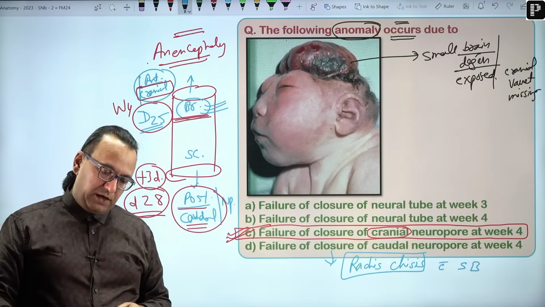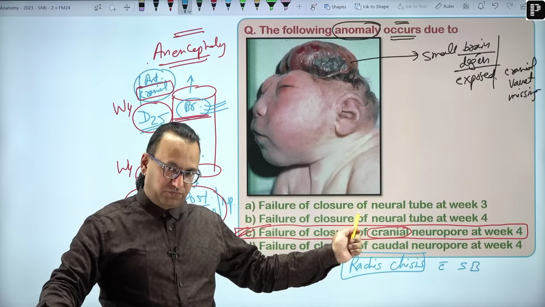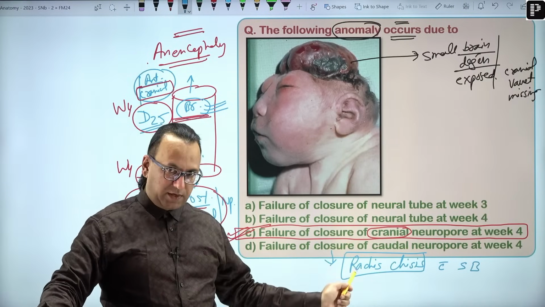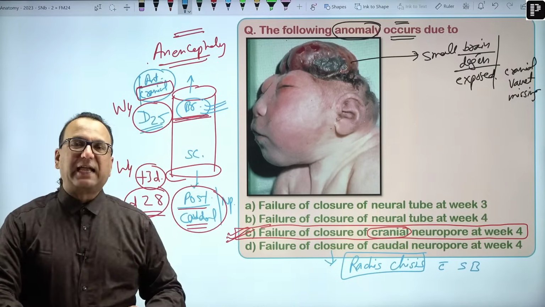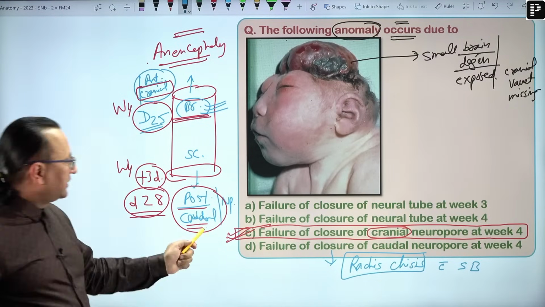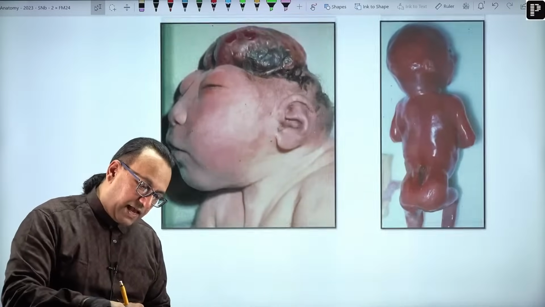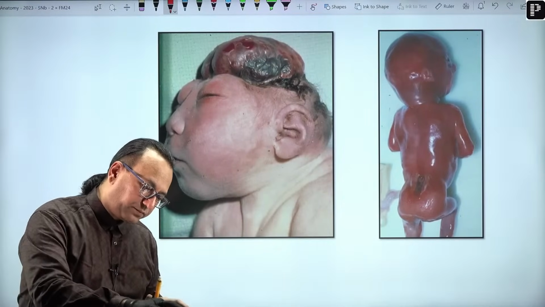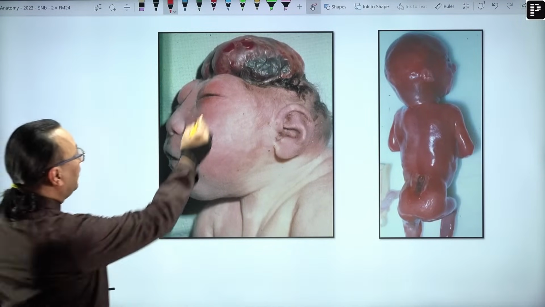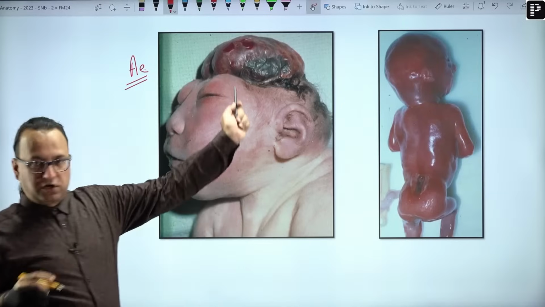A diagram will be shown, and if it is the failure of closure of the entire neural tube, then both of the things will come together, what is called cranio-rachis. So in this particular question, we will keep our answer as choice number C, and let me show you some diagrams here. As we have discussed, in this situation, because this is anencephaly, this is non-closure of the anterior neuropore.